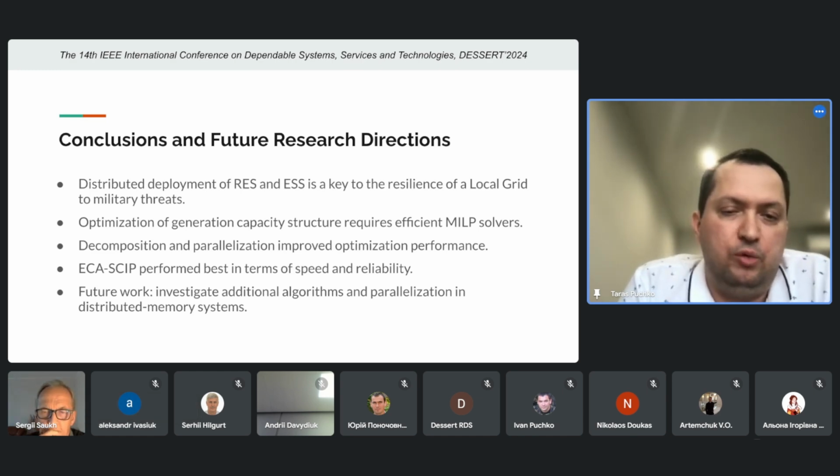Moving forward, we plan to explore additional algorithms and assess the performance of parallelization in distributed memory systems.